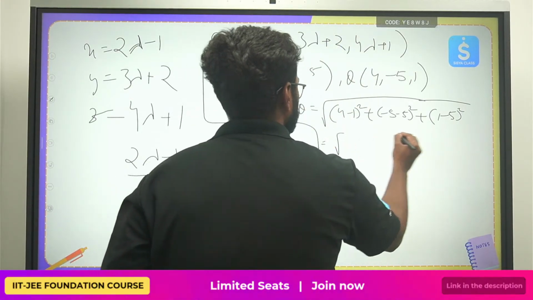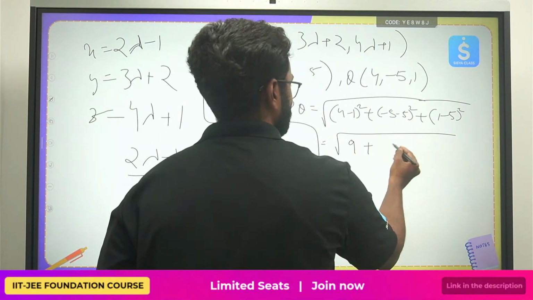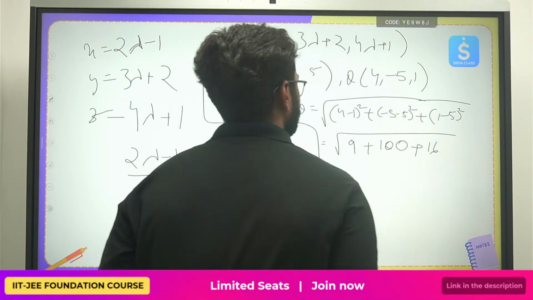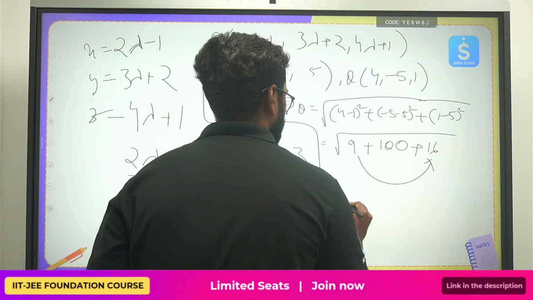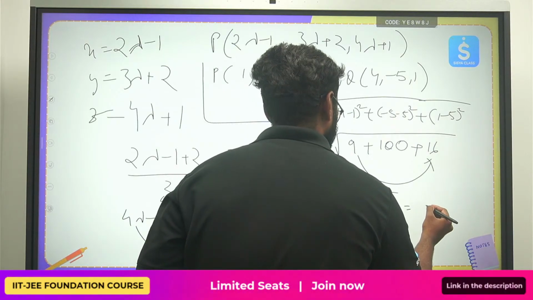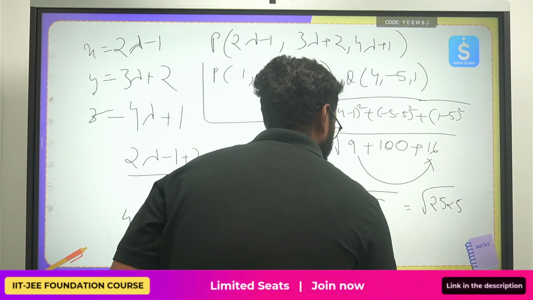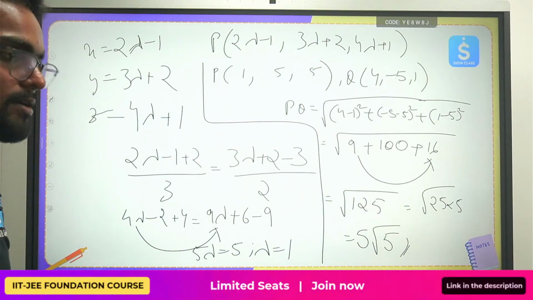It's equal to 4 minus 1 is 3, 9, 100, it will be minus 10 whole square is 100 plus 4 square 16. 16 plus 9 is 25. This should be root 125. You can write it as root 25 into 5. That is 5 root 5. It's a previous year model, Nana.